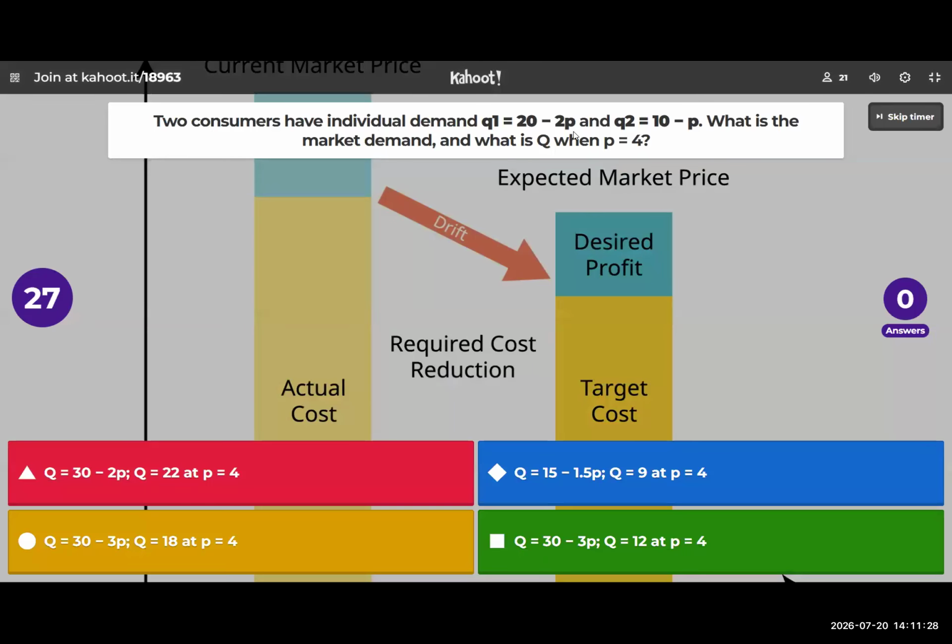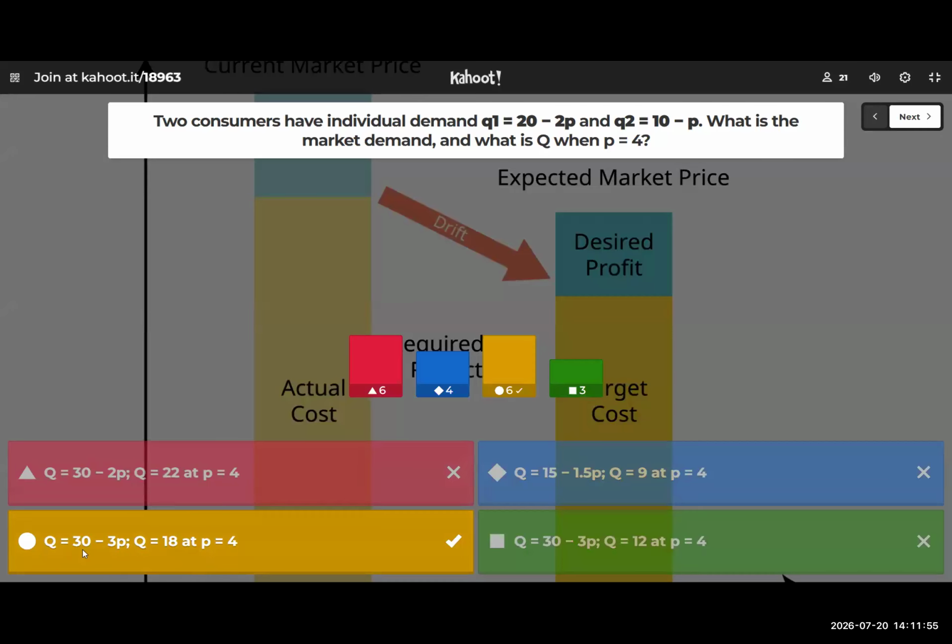What is the market demand? What is the quantity when price equals 4? Fast calculation, fast calculation. You sum them up for the market demand, right? Q equals 30 minus 3P. And when P equals 4, you plug in P equals 4, which is 18.